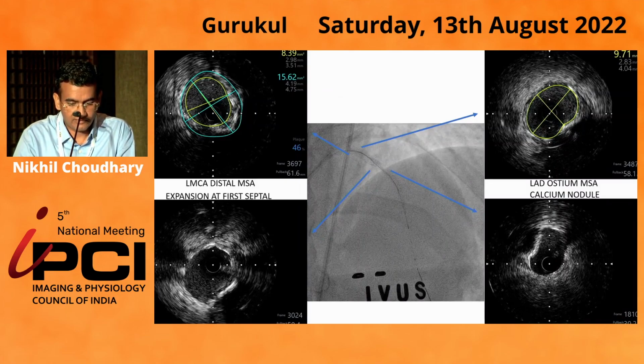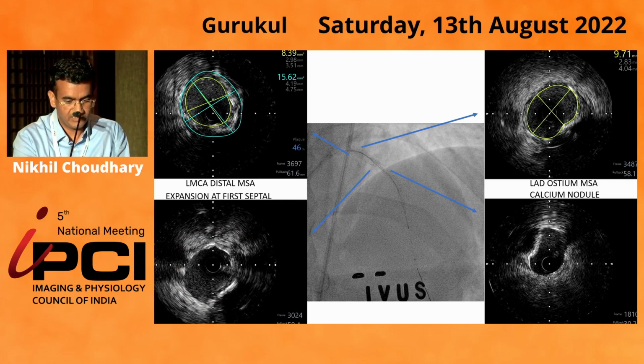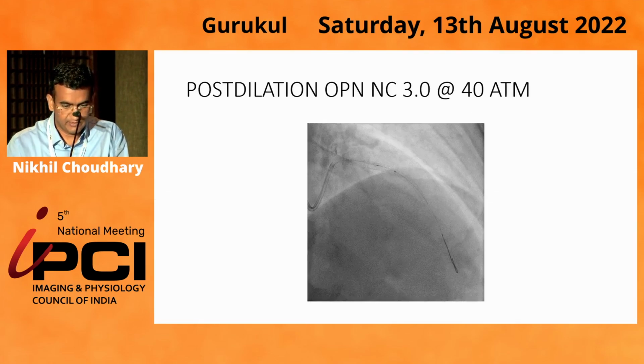And this was the IVUS after that. You can see that at the first septal, where initially I was not able to negotiate, because of the Rota and the cutting balloon, I was able to get a good lumen area. This is the calcium area where again I was not very happy. I thought I'd do OPN and NC here. And then this was the LAD ostium, 9.7, and the distal left main, where the MLA was 8.3.